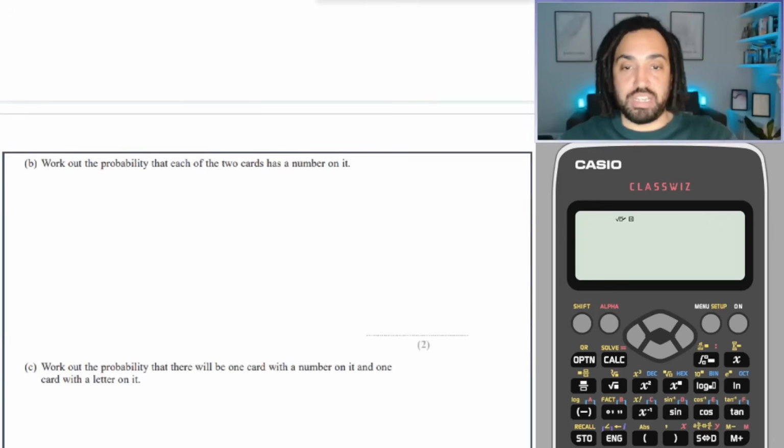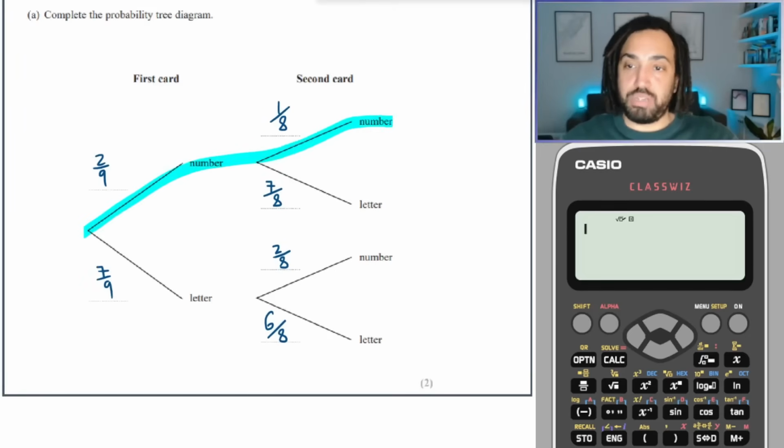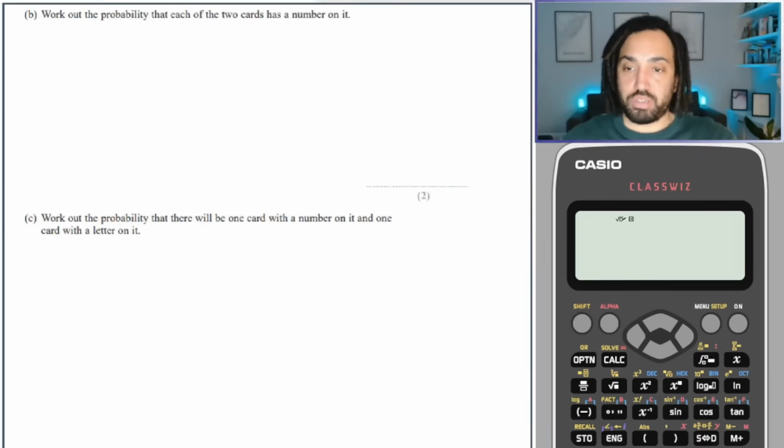Work out the probability that each of the 2 cards has a number on it. So a double number means you need to go down this branch of the tree diagram, and the probability of number will be 2 over 9 times 1 over 8, which is 2 over 72, which is equal to 1 over 36.